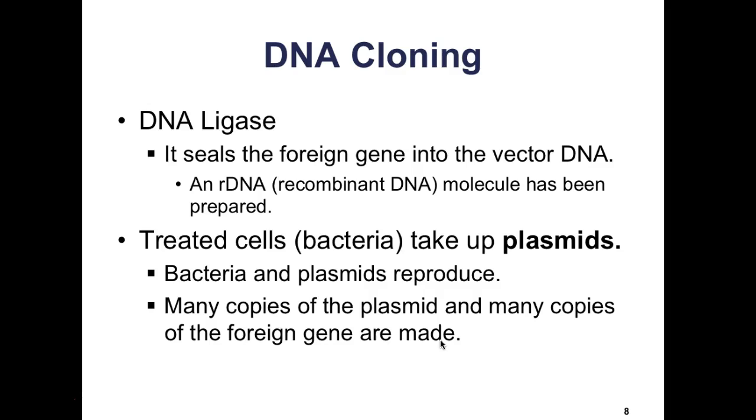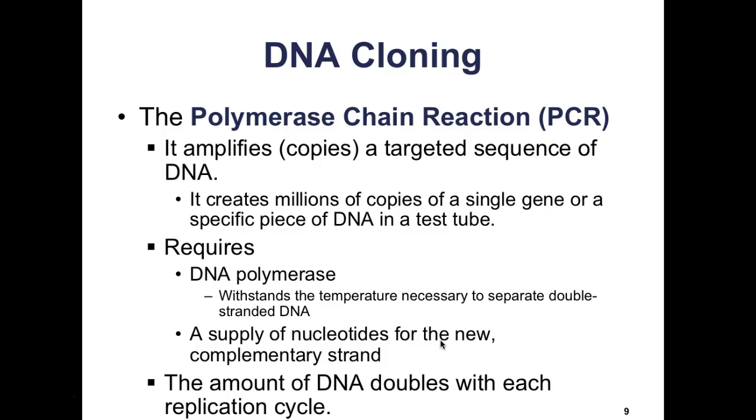DNA ligase itself is then going to come in. It seals that foreign gene into the vector DNA, and the recombinant DNA molecule will then have been prepared. Treated cells like bacteria will take up those plasmids. Bacteria and plasmids reproduce. Many copies of the plasmid and many copies of the foreign gene will be made.